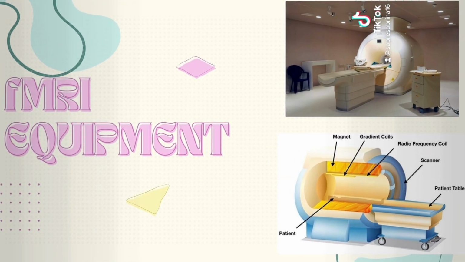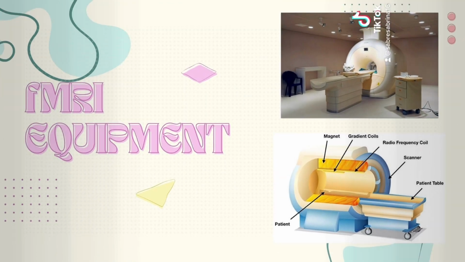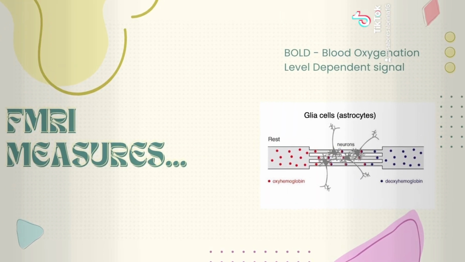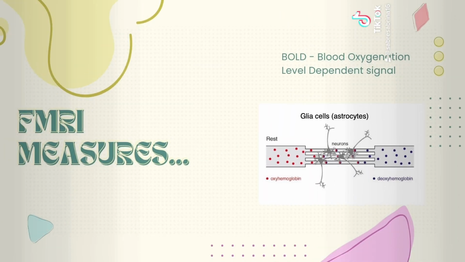Conducting an fMRI brain scan requires a balanced table where the patient will lie down and slide into the magnetic resonance scanner, which is a large cylinder-shaped tube surrounded by a circular magnet. Because of the strong magnetic field that is present, the scan room should be free of any objects that would interfere with the signal. fMRI measures the blood oxygenation level dependent, or BOLD, signal.